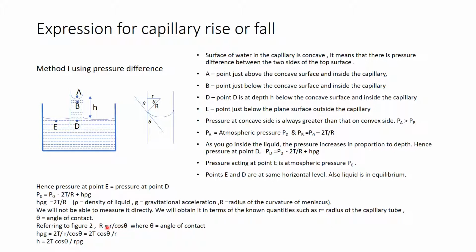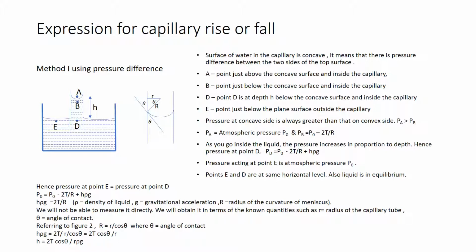Now let us substitute the value of capital R in this expression. H rho g is equal to 2T upon R. Substituting, we get H rho g is equal to 2T upon r upon cos theta. Therefore, it becomes 2T cos theta upon r. And therefore, the expression for the rise becomes H equals 2T cos theta upon r rho g. That is, if you know the surface tension T, the angle of contact, the radius of the capillary tube, rho, that is the density of the liquid, and the gravitational acceleration, you can easily find out the rise of the liquid in the capillary. So this was the pressure difference method to obtain the expression for the rise, that is H.